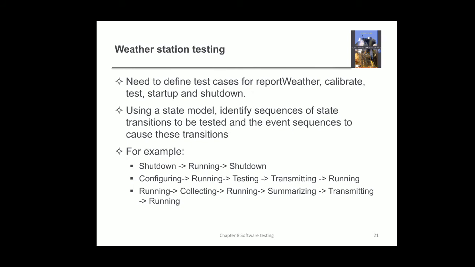Using a state model, identify the sequence of state transitions to be tested and the event sequences that cause these transitions. For example, if the weather station is in shutdown state, then go for running, then go for shutdown. You have to check whether shutdown and running are working fine. Then if you want to configure your weather station, go for running, then test, then transmit the data and go for running. So we are making our object go through a particular state and we are checking whether everything is correct or not.